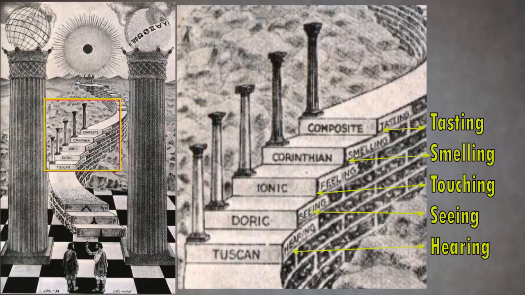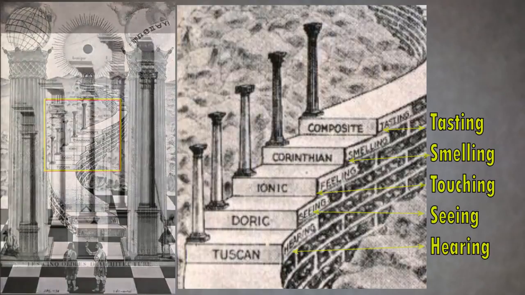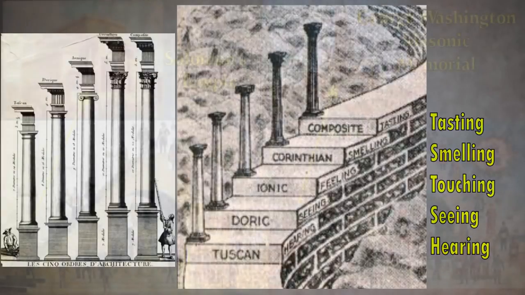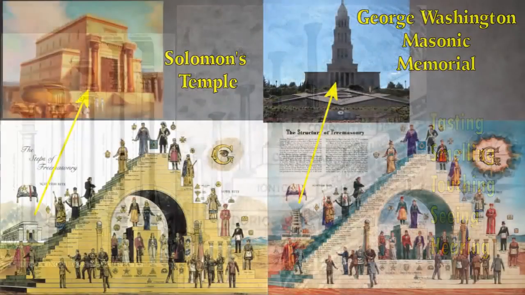Comparison, we see this tracing board, and again how this is nicely labelled even for us. So we have the 5 orders of architecture: Tuscan, Doric, Ionic, Corinthian and composite. There are 5 orders in Roman, but the Greeks only had 3. But the 5 are hearing, seeing, touching, smelling and tasting respectively to the 5 orders. Probably one of the reasons that the Romans introduced these extra 2 orders, but that's another topic.